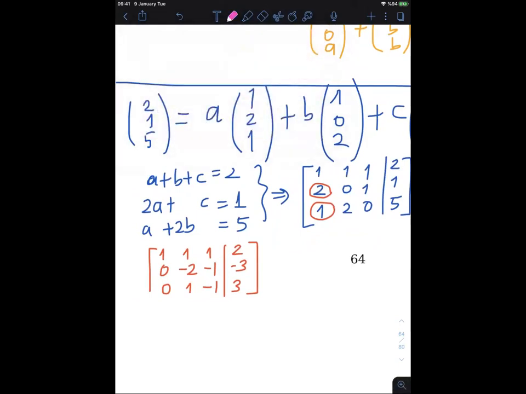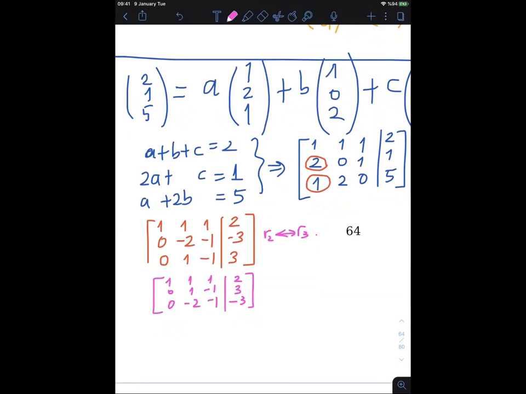Now, I need to make this entry 0, but there's another way here. If I swap these two rows, I get a 1 here. Okay, so that's what I want. So here I'm swapping row 2 and row 3. And if I do that, I get 1, 1, 1, 2; 0, 1, minus 1, 3; and 0, minus 2, minus 1, minus 3.